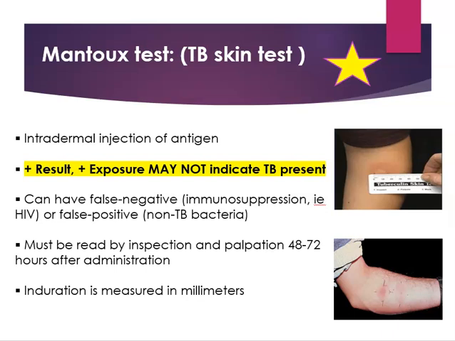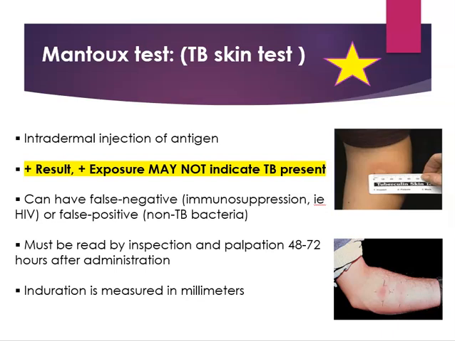You guys should be really familiar with this Mantoux test, this TB skin test. You have to have it done so you can get into nursing school. Basically, they're injecting just a teeny tiny amount of the TB antigen into you, and they are reading those results 48 to 72 hours after that administration to check to see if you have an induration. Just so you know, a positive skin test doesn't mean that you have TB. A positive result and positive exposure may not indicate TB present.